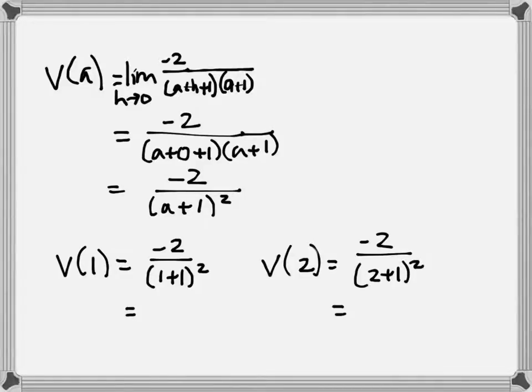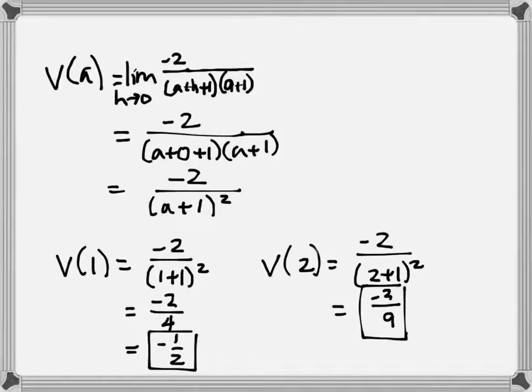All right, so what's the first one? Negative 2 over what? Over 1 plus 1, and then square it, so I've got 4. So this first value is negative 1/2. So the first slope, or velocity, in this case value I have is negative 1/2. The second velocity is negative 2 over what? 9. That one doesn't even reduce, so it's just negative 2 over 9.